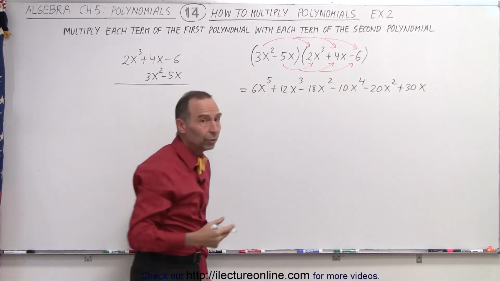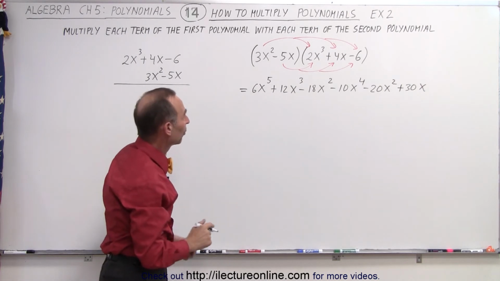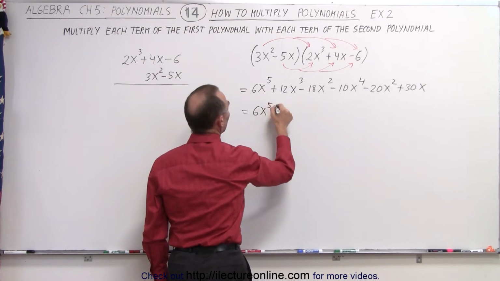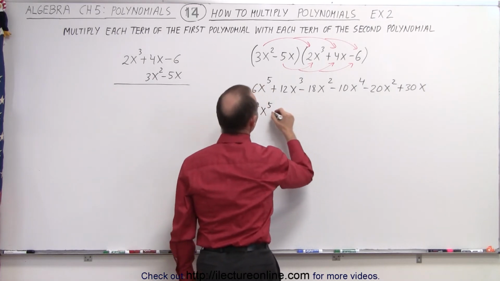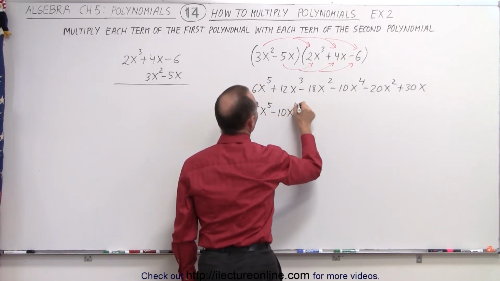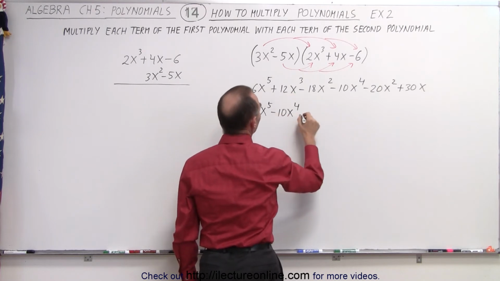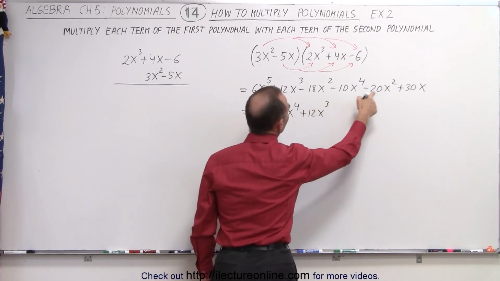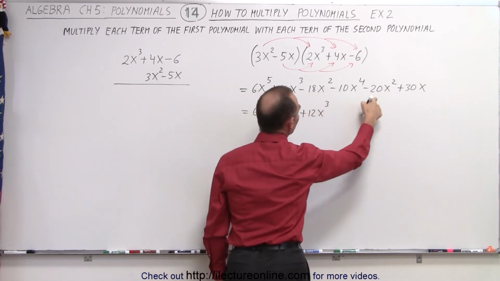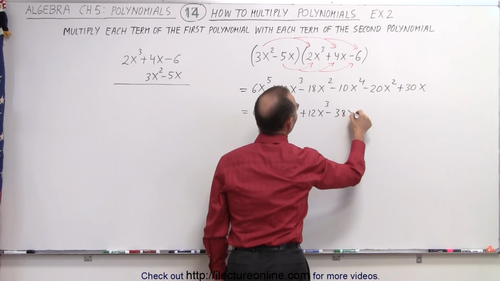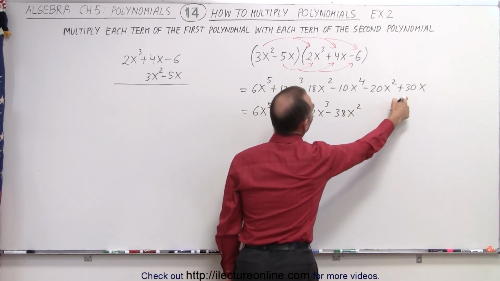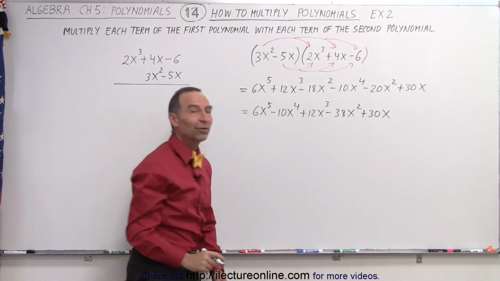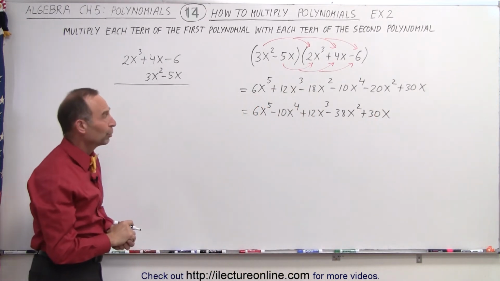Now all we have left to do is combine like terms. We only have 1x to the 5th power. We only have 1x to the 4th power. We have 1x to the 3rd power, but we have 2x to the 2nd power, minus 18, minus 20, that's minus 38x squared, and we have 1x to the 1st power. And that is how you multiply those 2 polynomials.